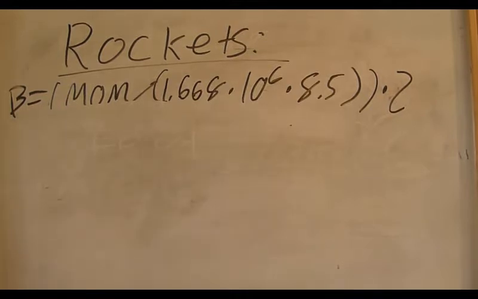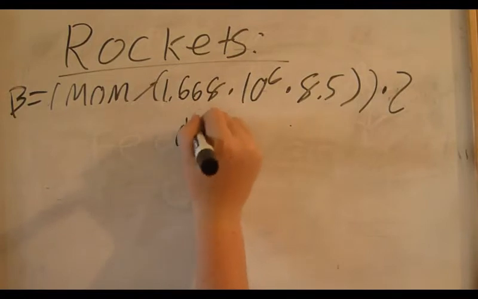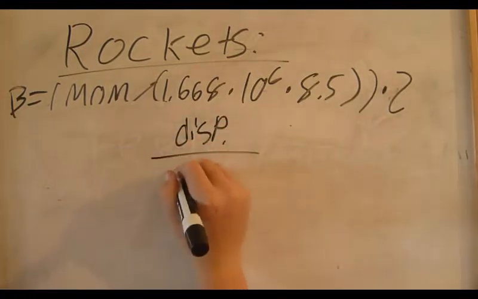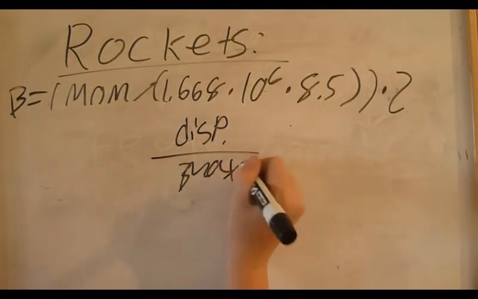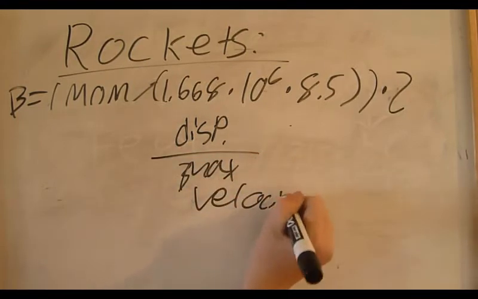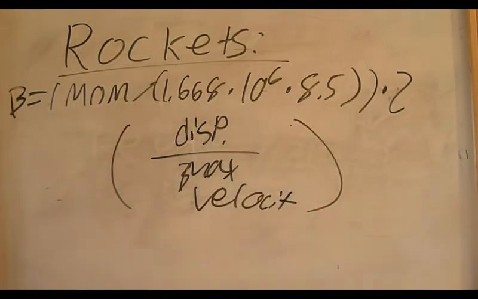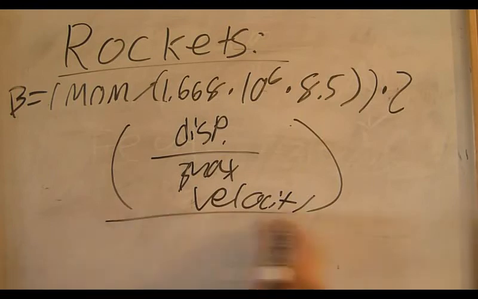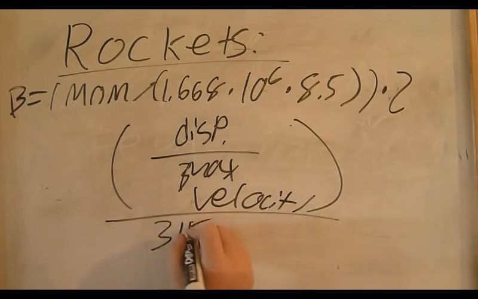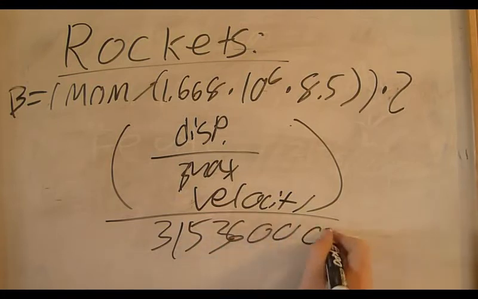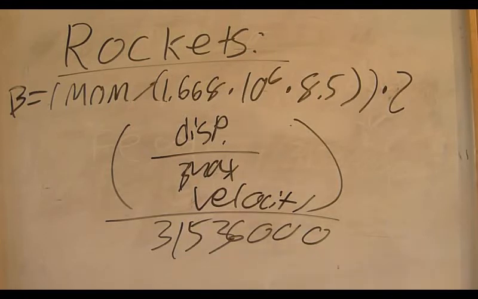So now we have one last piece, which is total time, and all total time is displacement over max velocity, and divide all that by 31,536,000 to get how many years it would take to get to Alpha Centauri, which is a long way away, so it's going to be a very large number.